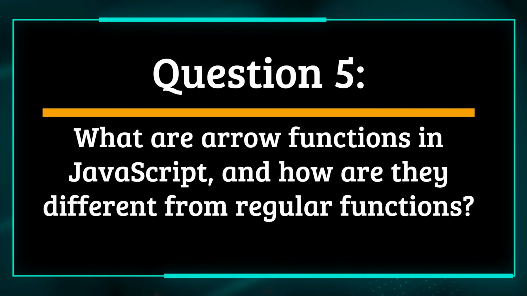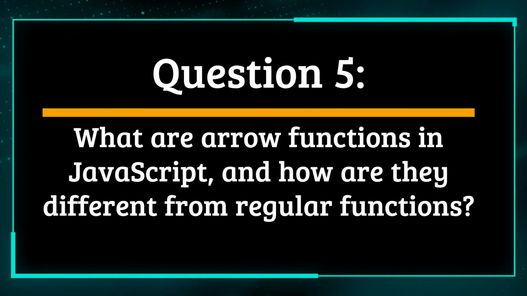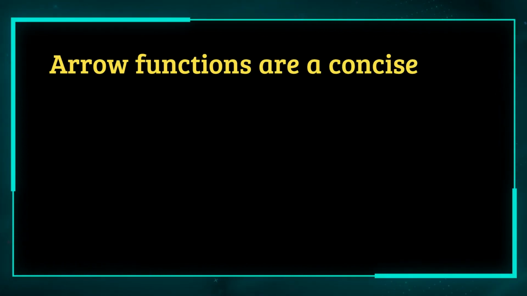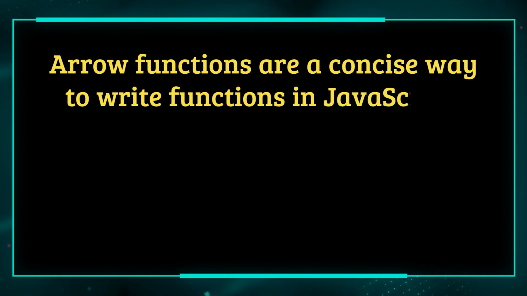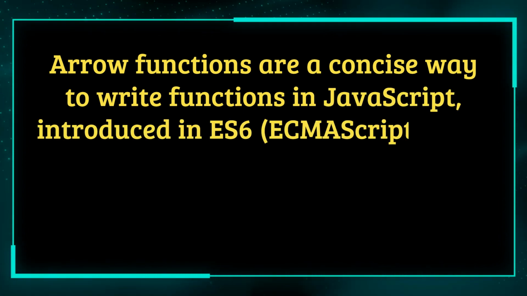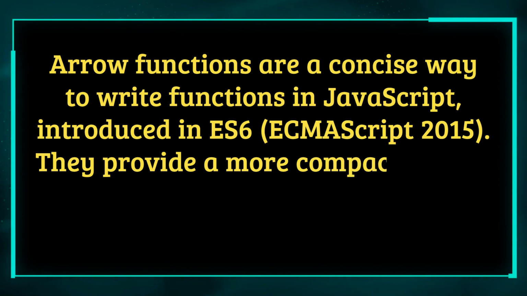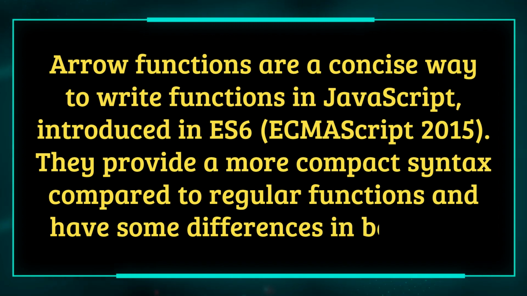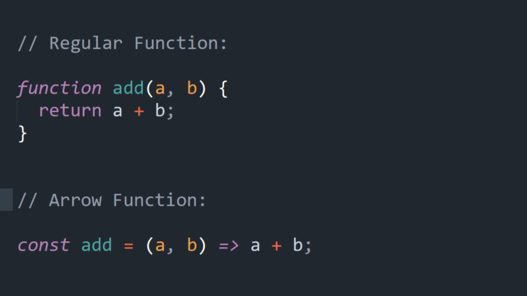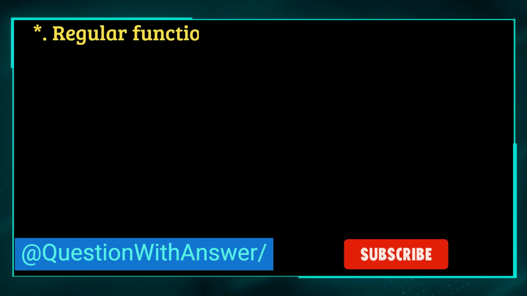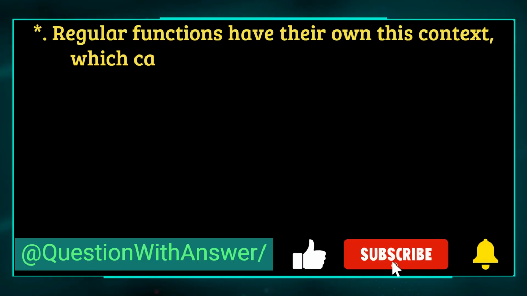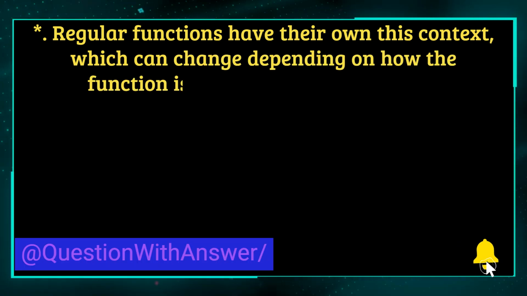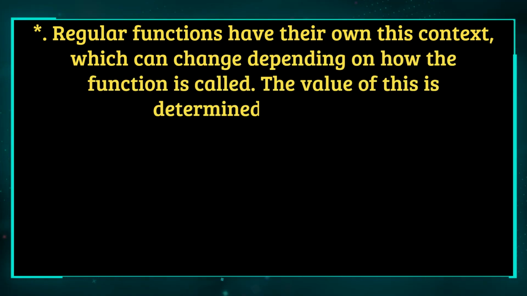Question 5. What are arrow functions in JavaScript, and how are they different from regular functions? Arrow functions are a concise way to write functions in JavaScript, introduced in ES6, JavaScript 2015. They provide a more compact syntax compared to regular functions and have some differences in behavior. This is the syntax of regular function and arrow function in JavaScript. Regular functions have their own this context, which can change depending on how the function is called. The value of this is determined at runtime.